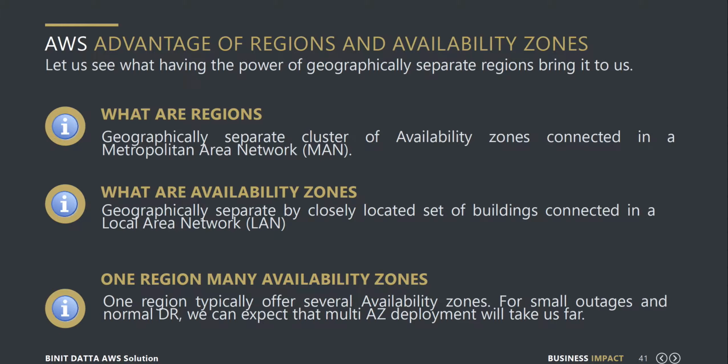One region, many availability zones, we talked about already. One region typically offers several availability zones for small outages and normal disaster recovery. We can expect that multi-AZ deployment will take us very far. If you have a really critical application, then you can deploy in parallel in multiple regions. Obviously that is more complicated than single-region multi-AZ deployment, but we'll talk about it in a future video.